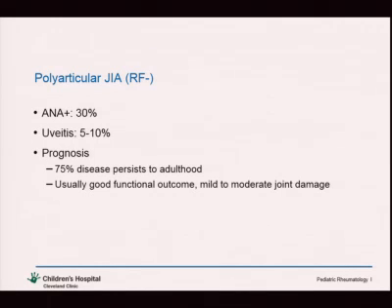ANA positive 30%, uveitis a little less common than in the oligoarticular patients. The prognosis is worse, so these numbers do tend to change as new studies come out, as the new biologics are being used more and more and FDA approved for arthritis and have been shown to be effective, but typically more joints, more active disease, more poorer prognosis.